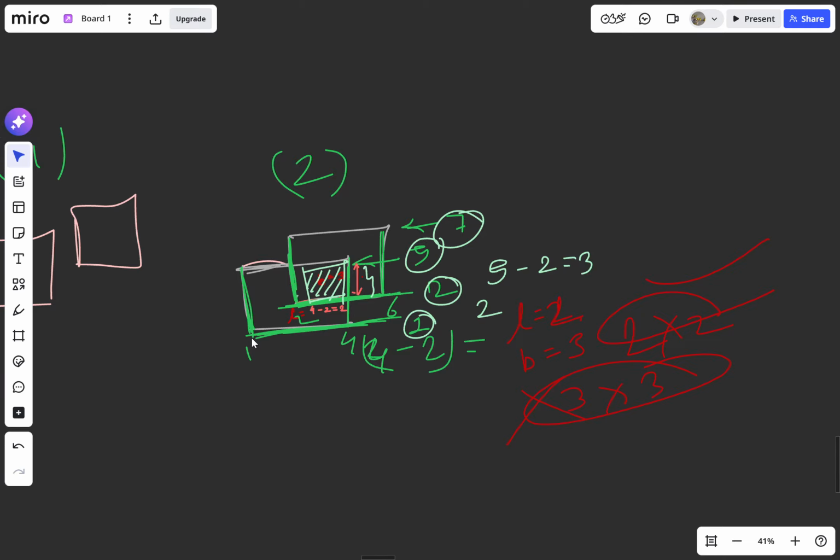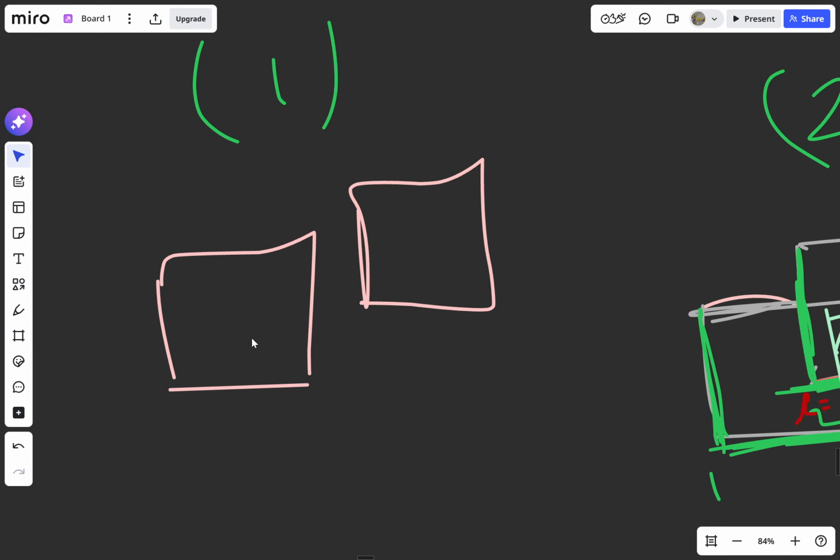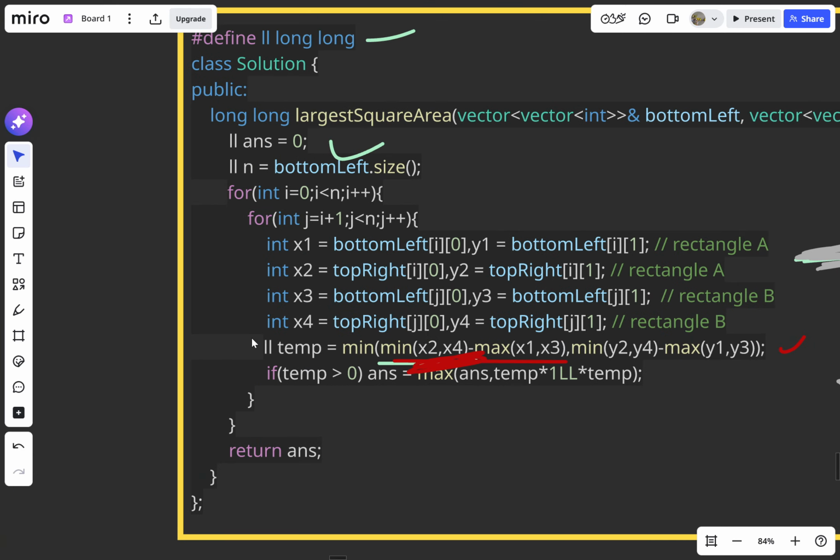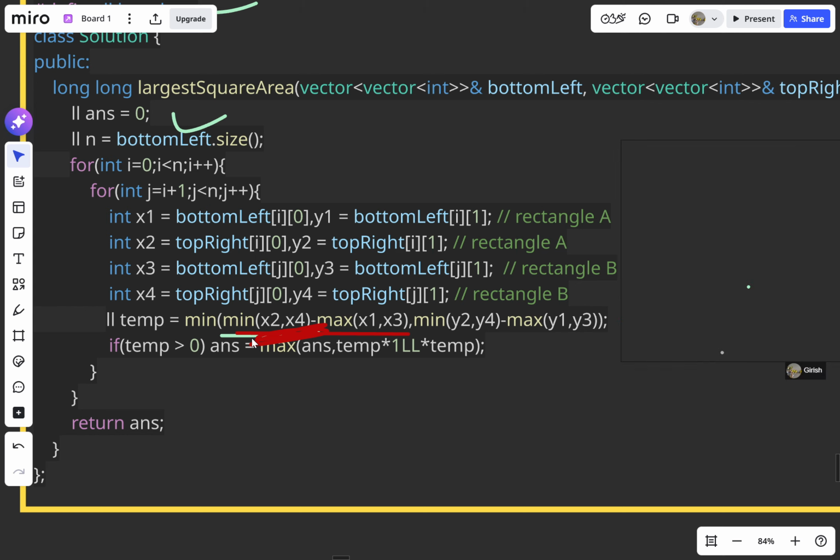Now if there are non-overlapping regions, how will our code work? After taking this, let's discuss with this code only. Firstly, we are storing our answer, and then we have initialized a double for loop that we are applying for every combination of rectangles. So every rectangle will be combined with every other rectangle, and that's why our time complexity will be n square.